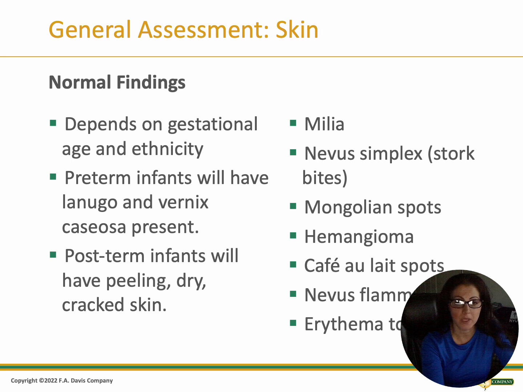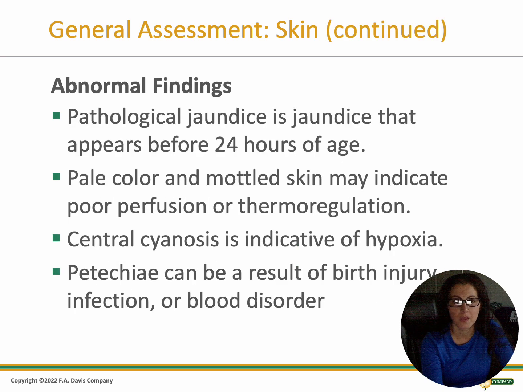Normal findings include milia, which are the little white spots on the nose or the chin. Stork bites around the neck, little red marks, Mongolian spots, cafe au lait, as well as diaper rash, which is erythema toxicum. Abnormal findings include jaundice before the 24-hour time frame, paler mottled skin that is throughout the body, or central cyanosis, or petechiae. And petechiae can be resulting from injury from birth, or it could be a blood disorder or trauma.